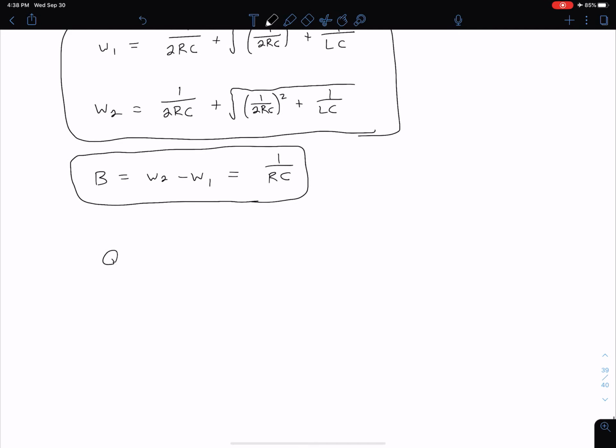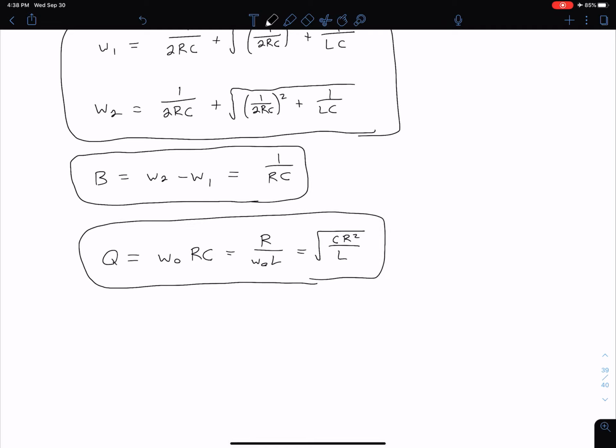Our quality factor, so we have slightly different equations here as well. This is going to be omega naught times RC. Let's clean that up a bit. So omega naught times RC. It's also equal to R divided by omega naught times L. Or we can find it as the square root of CR squared divided by L. Again, for all of these equations where we have beta, we want to plug in using radians per second.